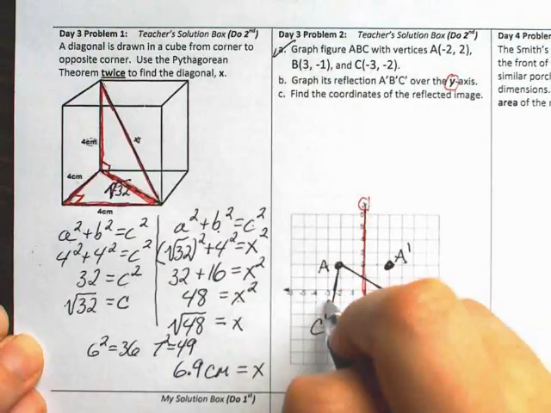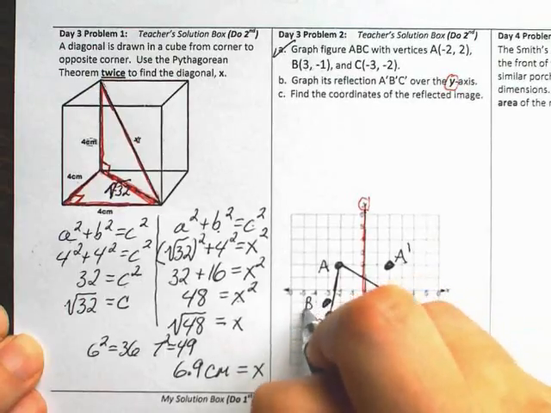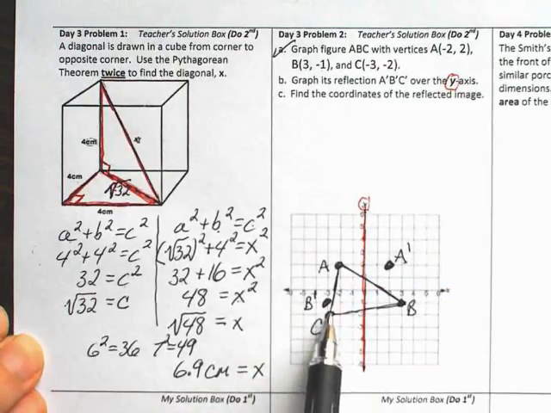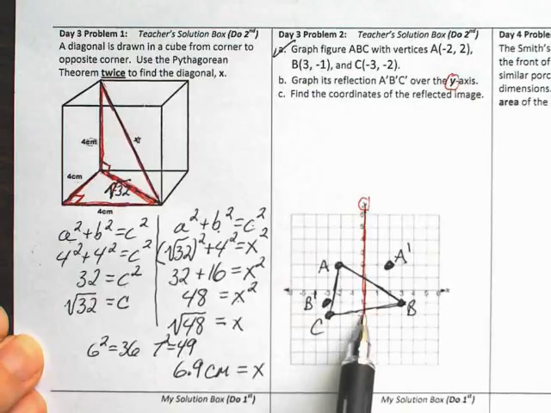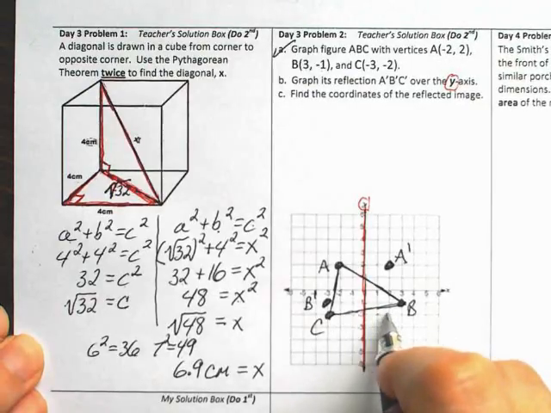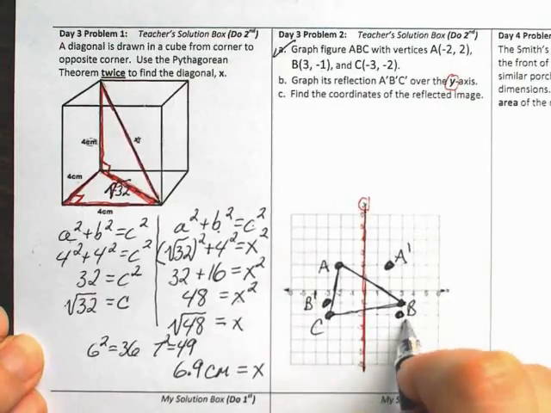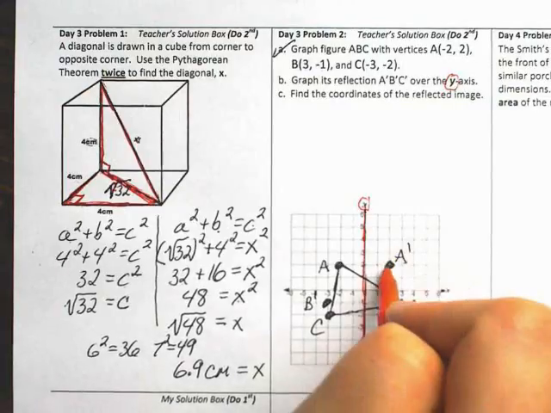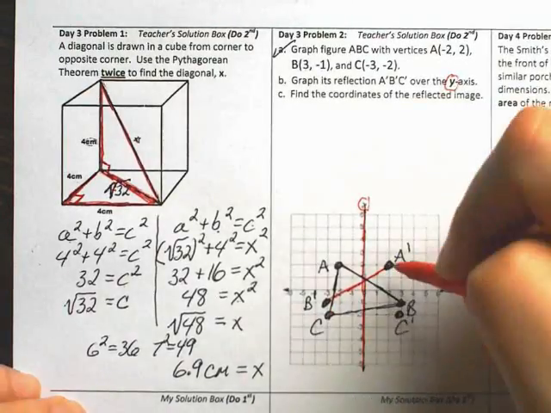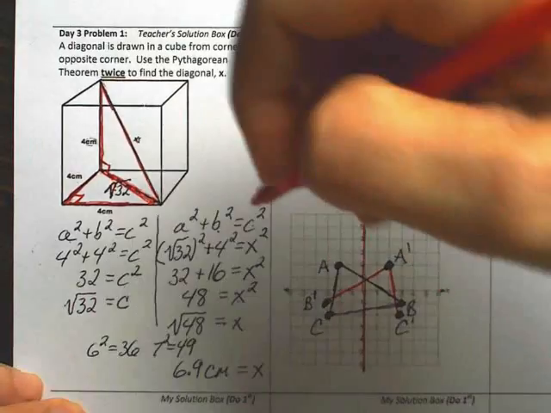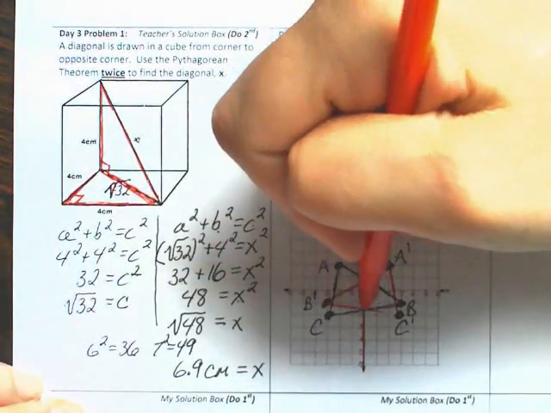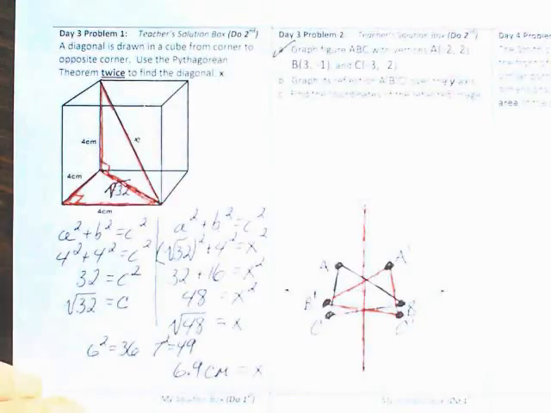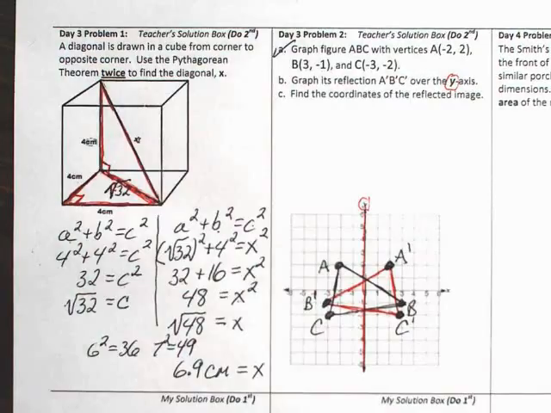1, 2, 3 units to the left of the red line is B prime. Point C is 1, 2, 3 units to the left of the reflection line. So 1, 2, 3 units to the right of the reflection line is C prime. And we can connect these together to create our new triangle. Okay. The red triangle is the reflection image of the original black triangle.